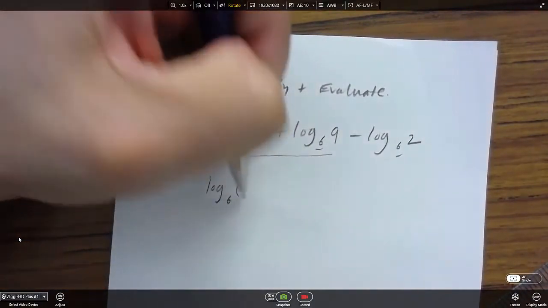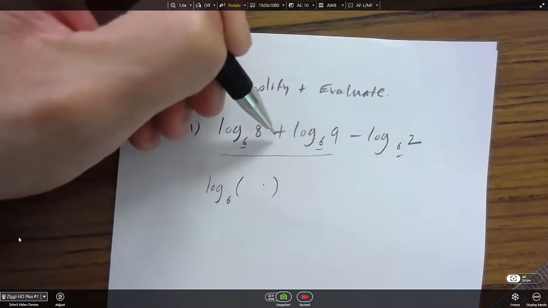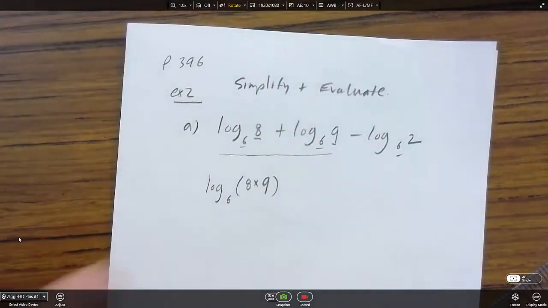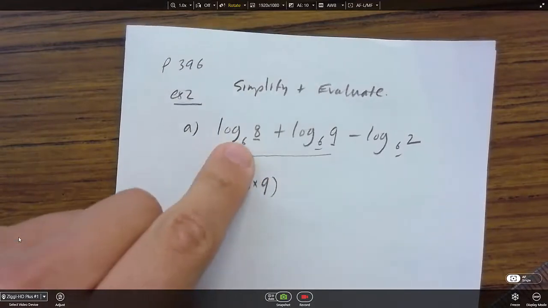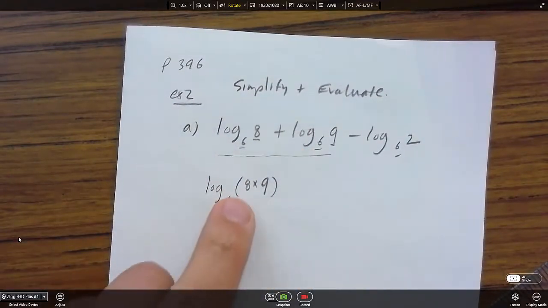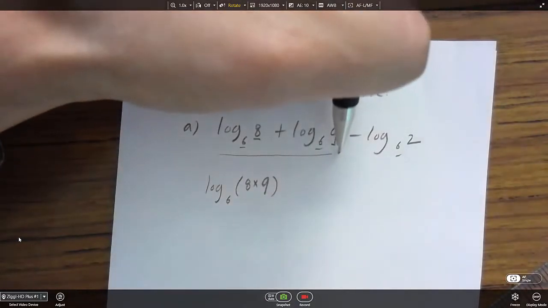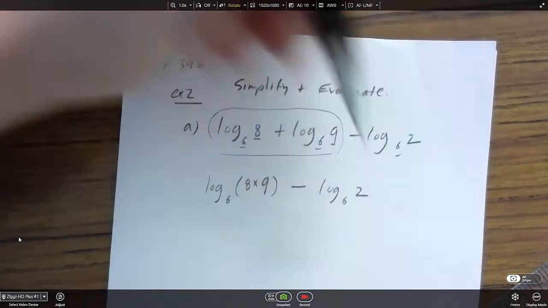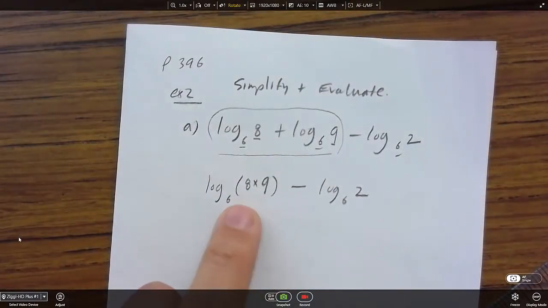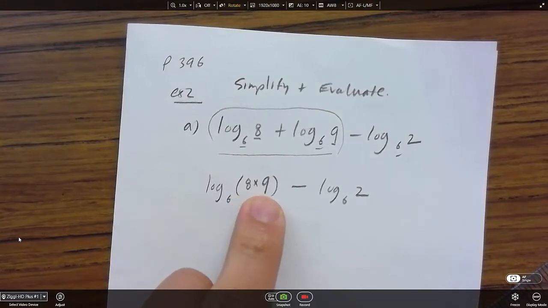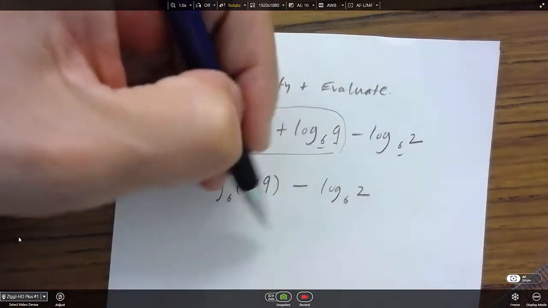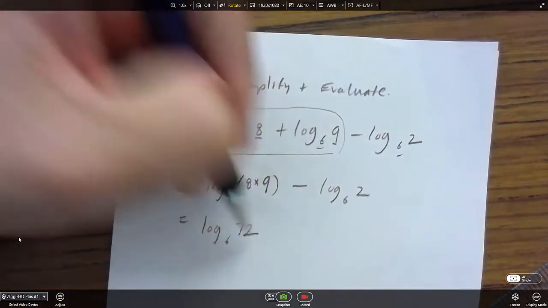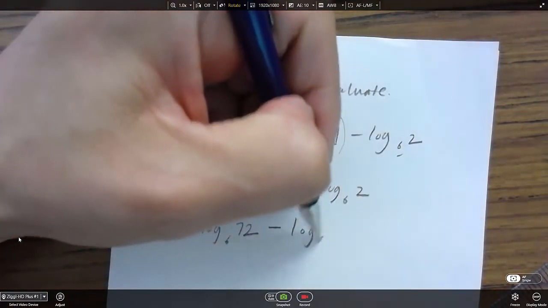So we have log base 6. And it used to be something times something got broken down to this. And what are these somethings? They're 8 and 9. So it's going to be 8 times 9. Log a times b is log a plus log b. So we have log 8 times 9, and that's this part here. This is equivalent to this part here, base 6. And we have minus log base 6 of 2. So you have a choice. You can either evaluate this. You could say log base 6, 8 times 9 is 72. You could do that if you want. And I will. So we're going to say these are equal. We have log base 6 of 72, 8 times 9 is 72, minus log base 6 of 2.